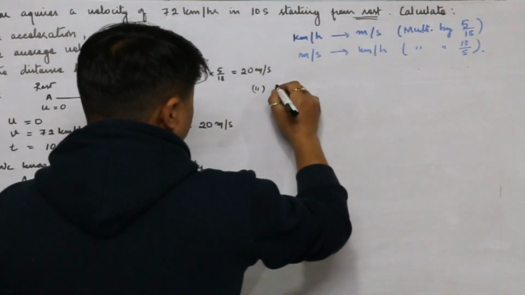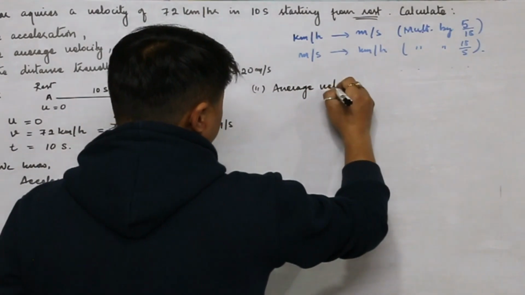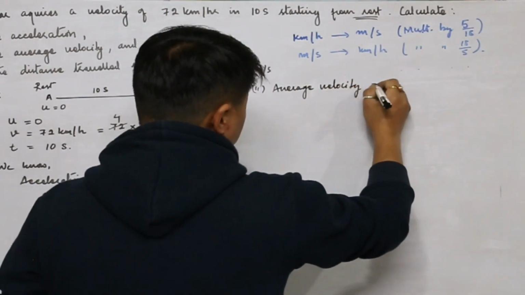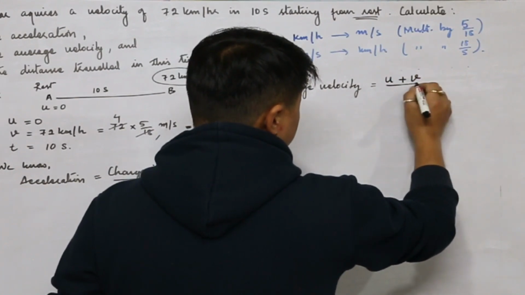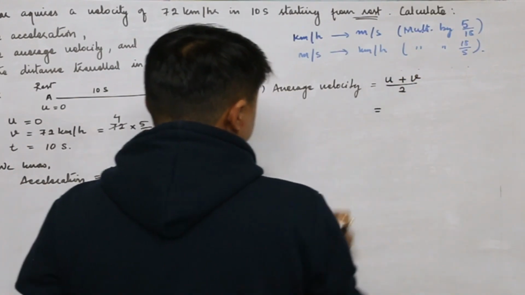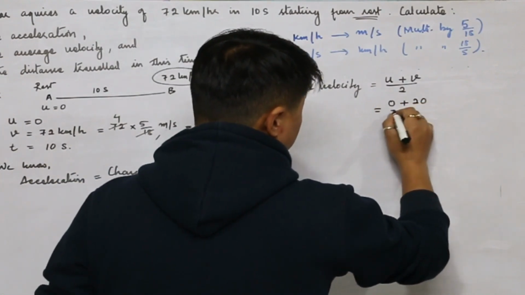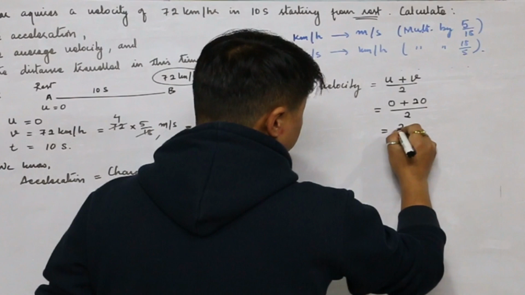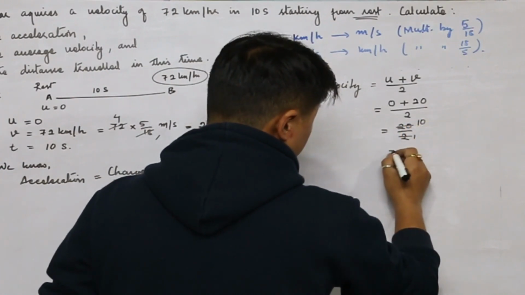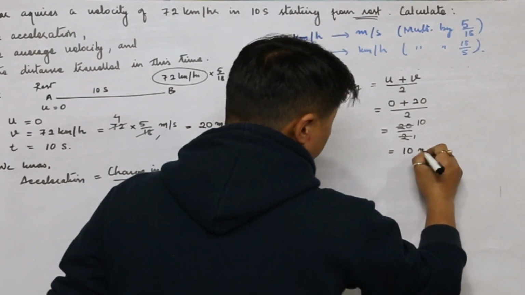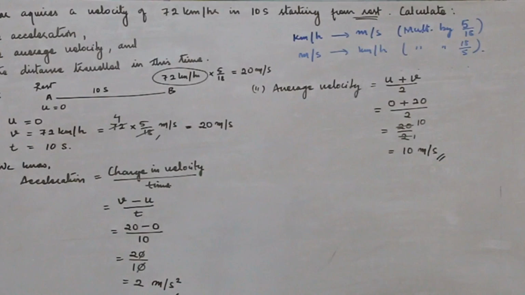Number 2 is the average velocity. Average velocity is initial velocity plus final velocity upon 2. Initial velocity is 0, final velocity is 20, upon 2. This is equal to 20 upon 2, which is 10 meter per second. This is the second answer.